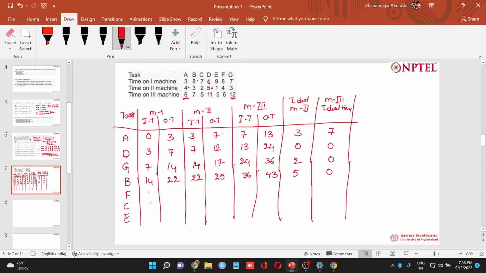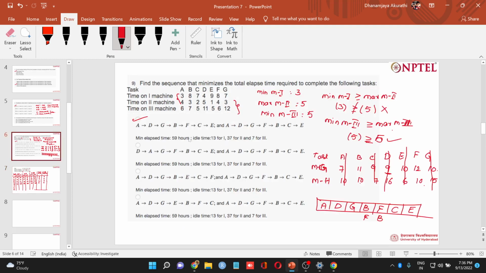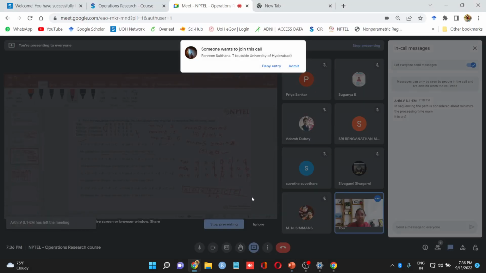Likewise, you can do the remaining also. Then finally you may get the total elapsed time as, you can observe here, total elapsed time is 59 hours, and idle time for machine 1 is 13 hours, for machine 2 37 hours and machine 3 7 hours after doing all this.